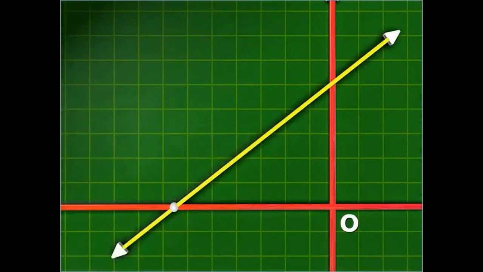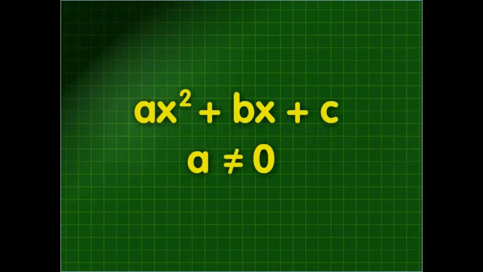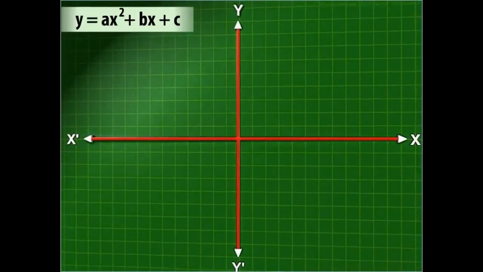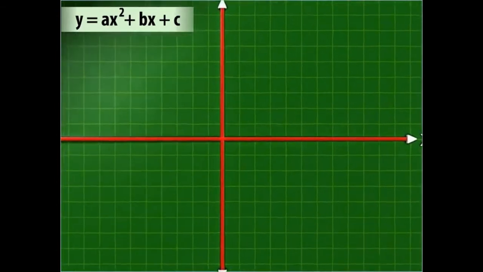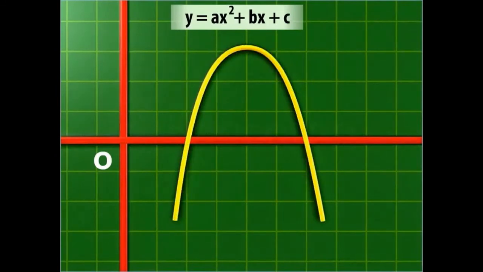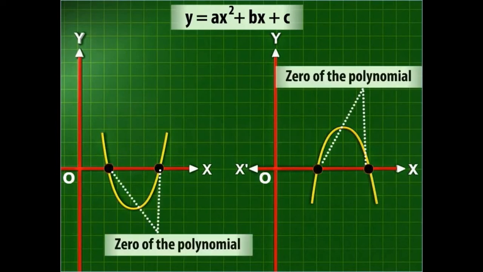Now, consider a quadratic polynomial ax square plus bx plus c where a is non-zero. The graph of the equation y equal to ax square plus bx plus c is a parabola, either open upward or open downward depending on whether the value of a is greater than 0 or less than 0. The zeros of a quadratic polynomial are the x-coordinates of the points where the parabola intersects the x-axis.